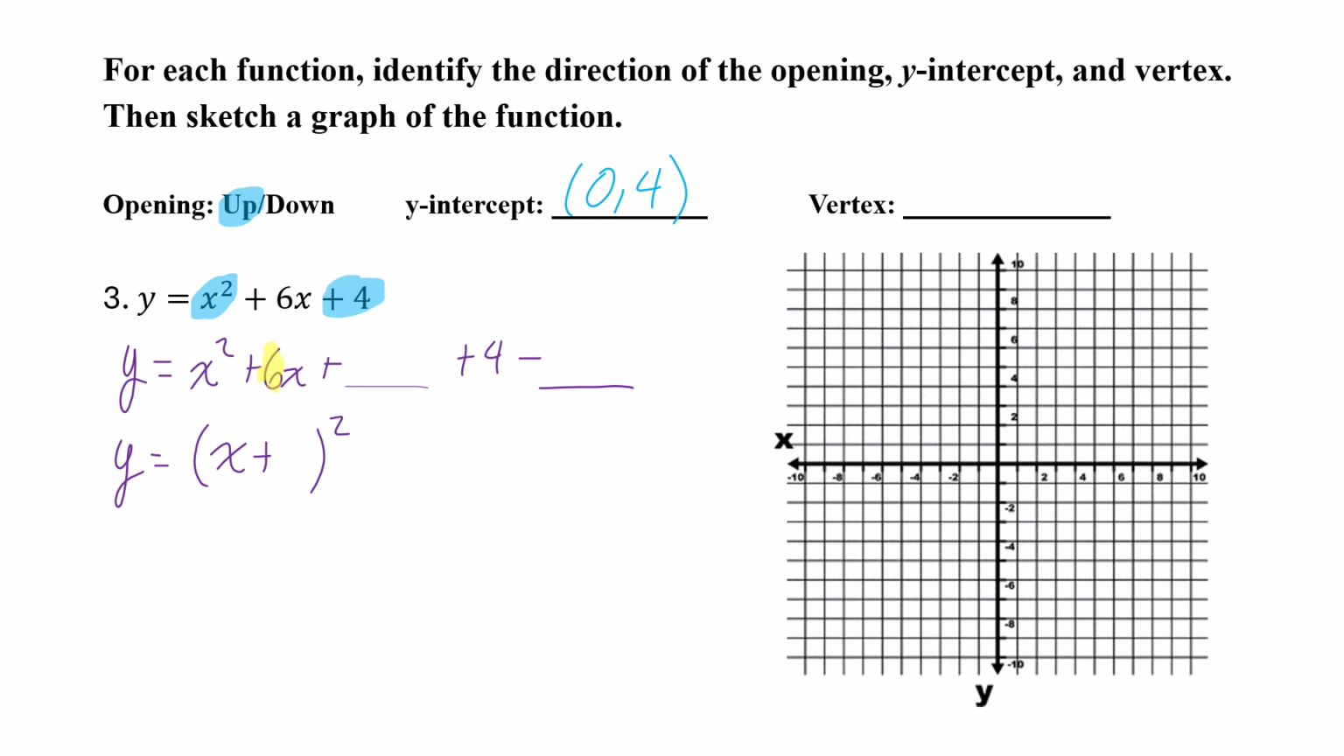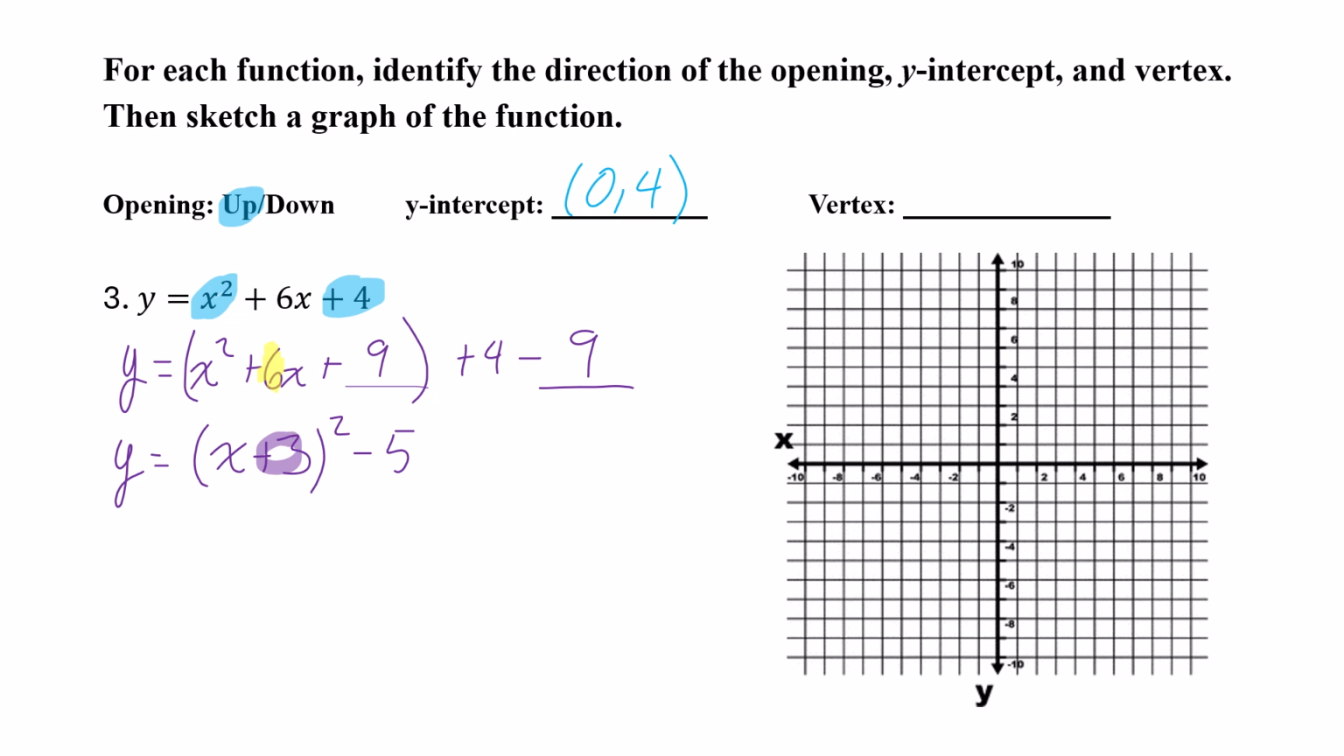So we start with 6 and we take half of that. 6 divided by 2 is 3, and then we square that to get 9. So that means I have to add 9 in order to complete the square. This group is going to factor to (x plus 3) squared. But then with that outside part, I've got 4 minus 9. So 4 minus 9 is negative 5.